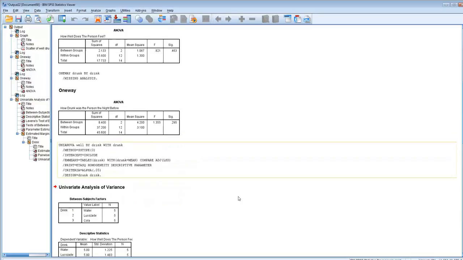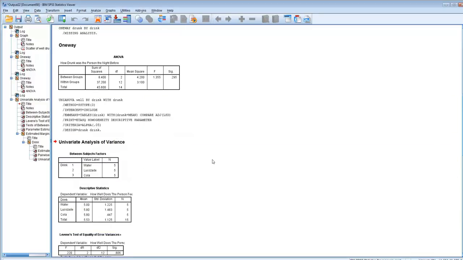Let's click on OK. So the first thing that happened was we saw that there was no effect independently for the type of drink that was drunk and how well a person felt. There was also no effect for the type of drink the person consumed the next day and how drunk the person was the previous night. So it's determined that these were independent.